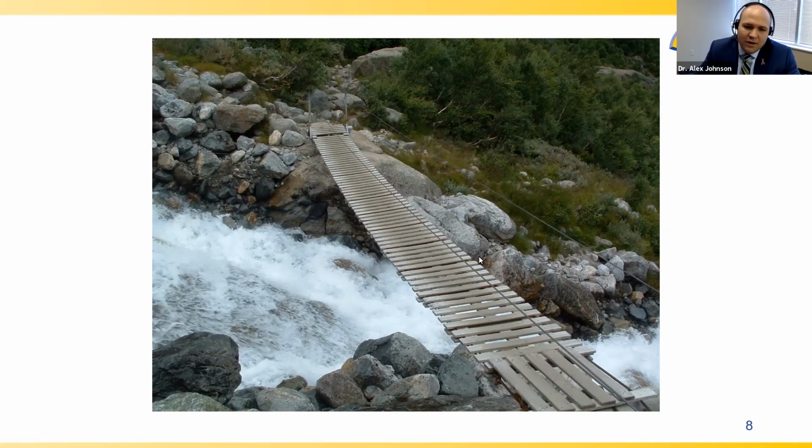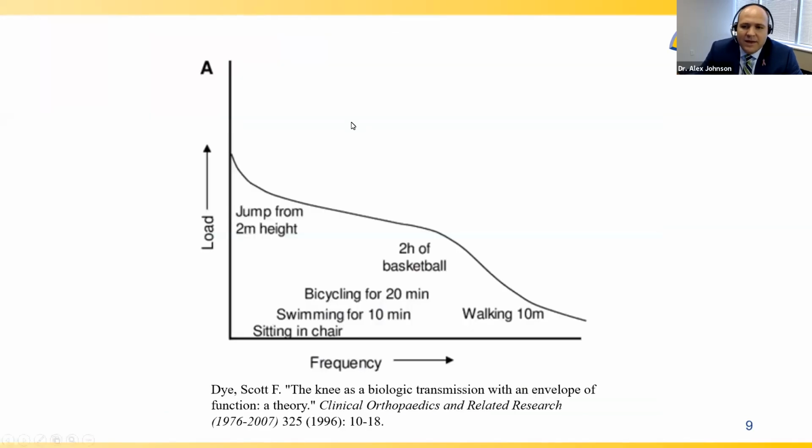So if you think of a joint like this bridge, all of those same things still apply: there's too much force that was applied to it, or it wasn't properly maintained, and so the threshold for it to break is lower. And that's the way that we look at injuries. This was the model that we all follow. This was by Scott Dye, and he actually published on this. This is what we call the envelope of function.